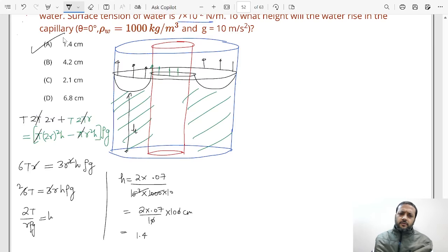So option A. This question was good, of course, but many times you would have done this question in the sessions also, if you know that.